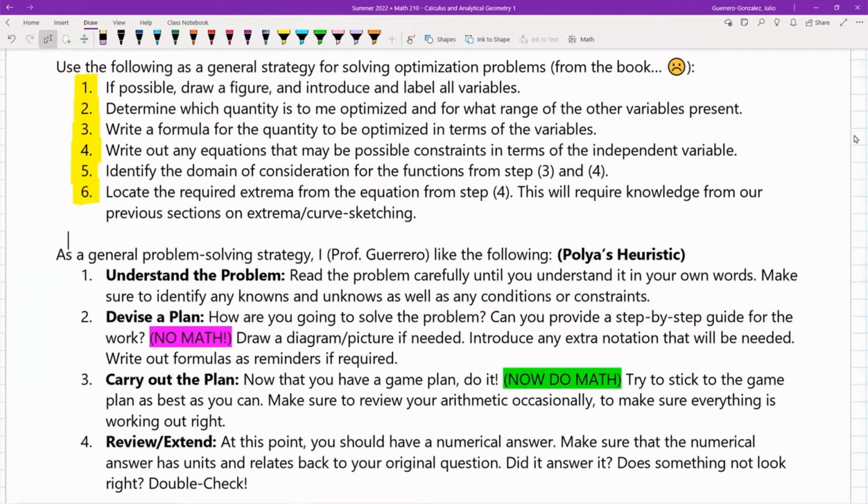The name for this problem solving strategy, you can go and read it up if you want to. It's called Polya's heuristic. George Polya passed away, I believe, in the 1980s. He was a professor at Stanford for like 40 years. He's got quite a few theorems to his name. In mathematics, you know you're the bee's knees if you have theorems written about yourself. So he's got a couple, okay?